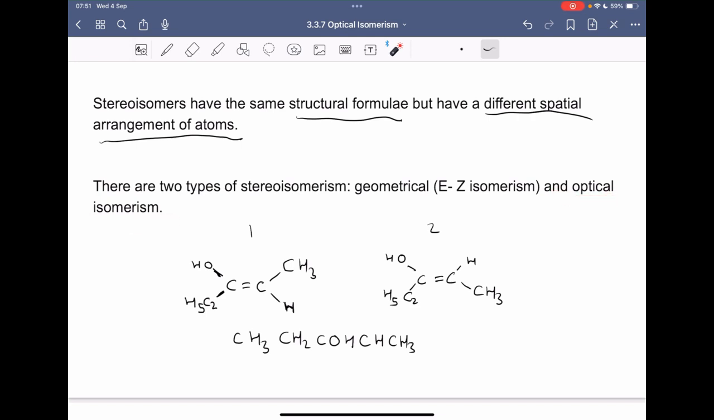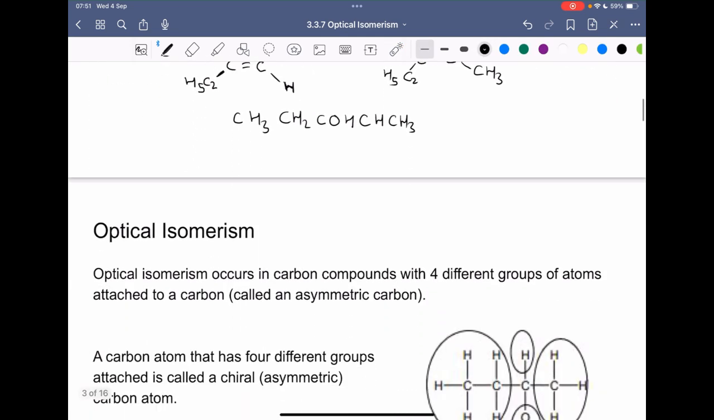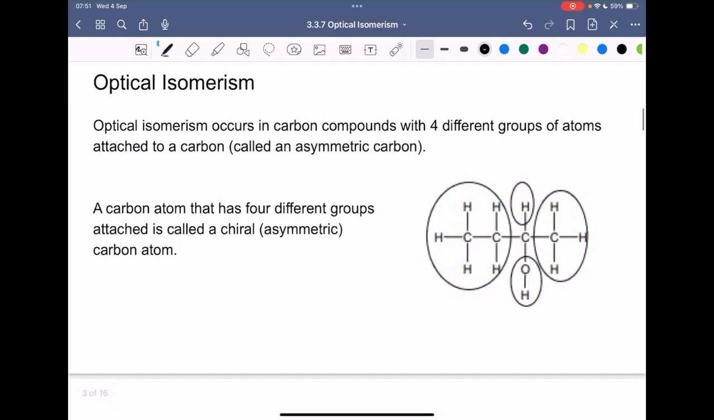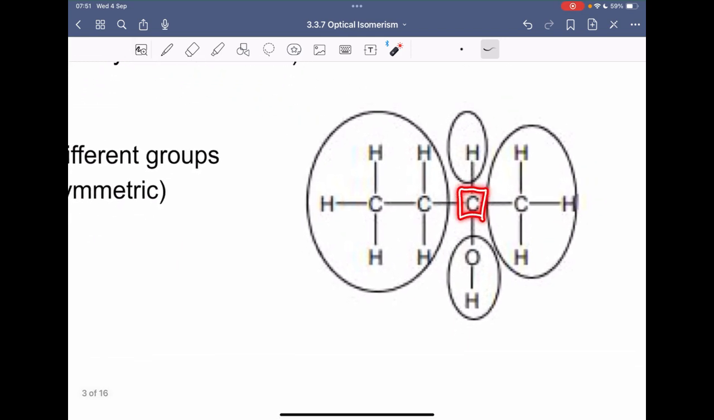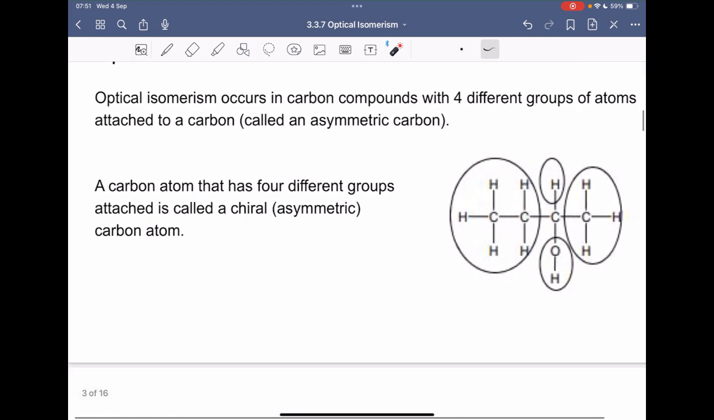Okay, so optical isomerism occurs in carbon compounds with 4 different groups of atoms attached to a carbon. This carbon is called an asymmetric carbon. So in this example, this is an asymmetric carbon. Okay, it's also called a chiral carbon sometimes. Okay, most of the time actually it's called a chiral carbon. Now what makes it a chiral carbon is the fact that it has 4 different groups attached to it. Okay, so 1, 2, 3, 4.